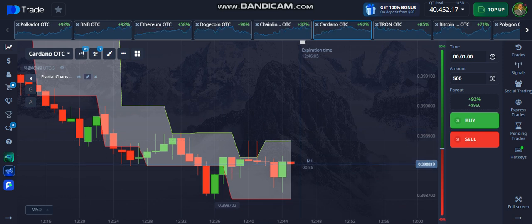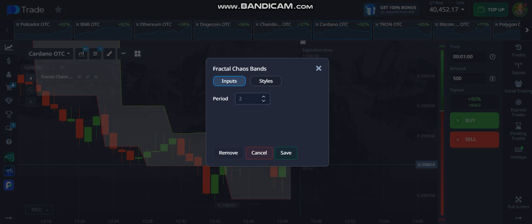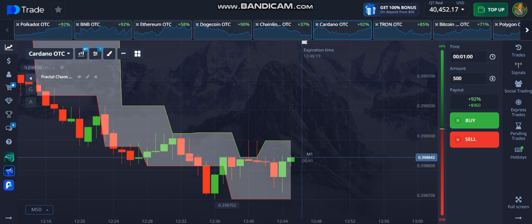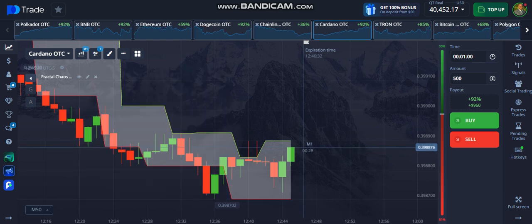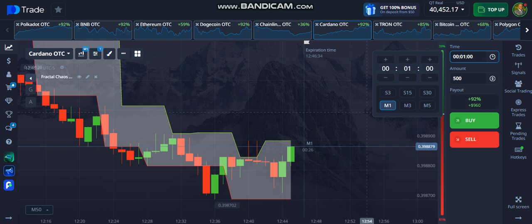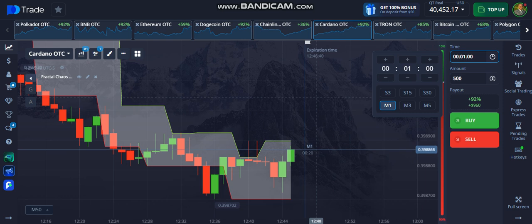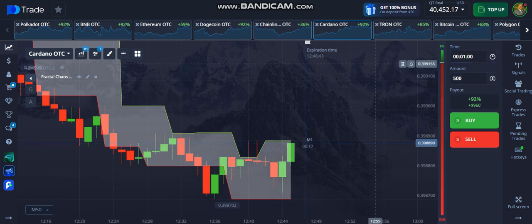Okay, so in the indicator settings here, I have the period set to 2, which is the default setting, so we're going to keep the default setting. While in my style settings, I've only changed the background to white here, and the reason why is because it makes the lines easier to view. Okay, and for my candlestick chart, I have the candle set to 1 minute, regular Japanese candles. And for my trade timer, I've also set the timer to 1 minute. So I'll be taking 60-second trades. Okay, so I'm going to pause the video and look for some setups.